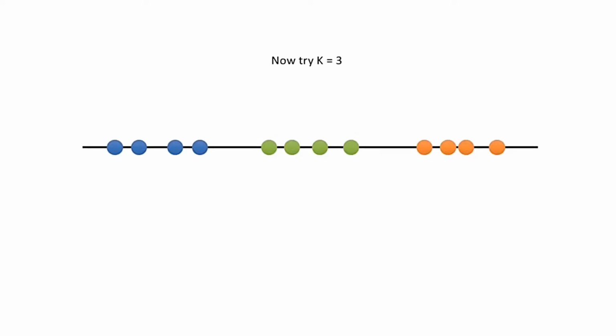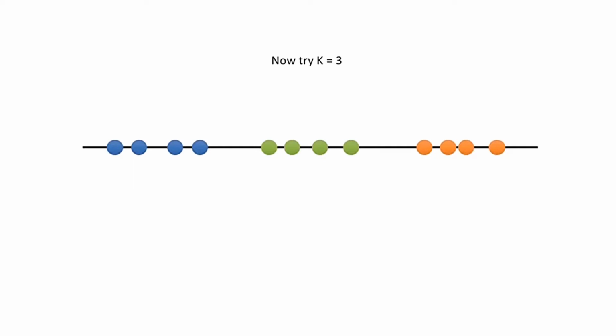Now try k equals 3. K equals 3 is even better. We can quantify how much better by comparing the total variation within the three clusters to k equals 2. Now try k equals 4.